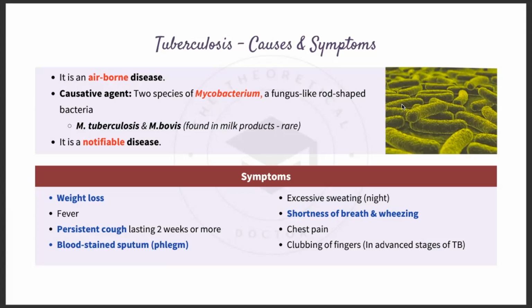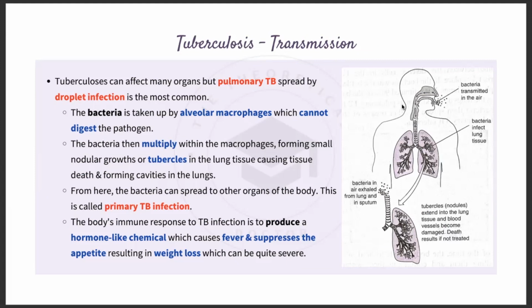So symptoms: weight loss, fever, persistent cough lasting for 2 weeks or more, never ending, blood-stained sputum. Sputum is phlegm, so sometimes they may say, oh, I cough out blood, but actually it's not blood. If you were to look at it properly, it's just phlegm with some blood. Excessive sweating at night, shortness of breath or wheezing, chest pain, clubbing of fingers. Clubbing of fingers, basically the end of the digits are swollen, so they have a drumstick appearance.